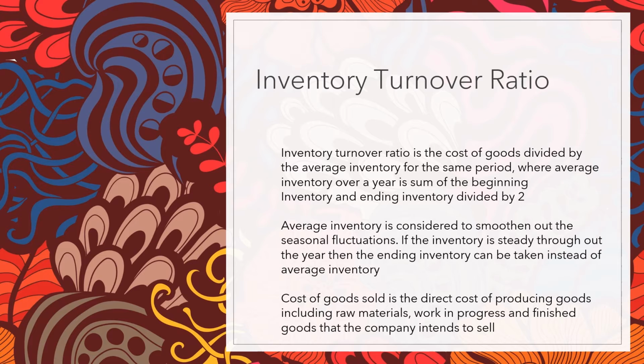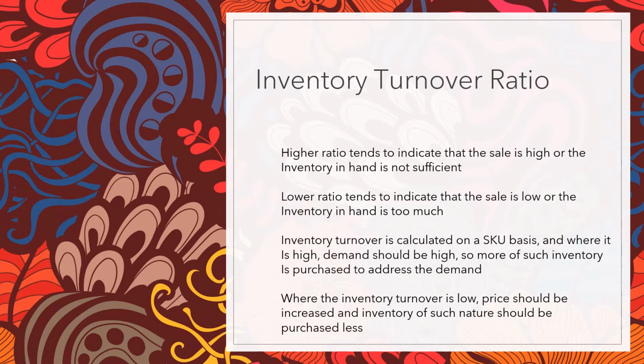However, if the inventory is steady throughout the year, then the ending inventory can be taken instead of the average inventory. Cost of goods sold is the direct cost of producing goods, including raw materials, work in progress, and finished goods that the company intends to sell.